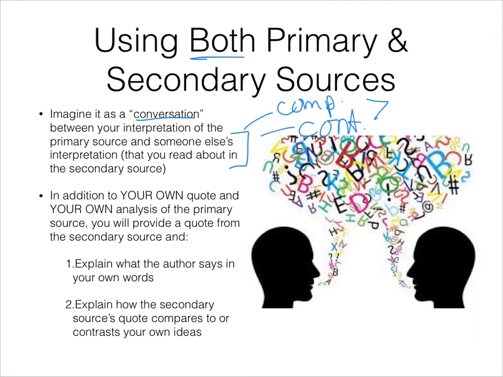Second bullet point: in addition to your own quote and your own analysis of that primary source, just like any other essay you've ever written, you're going to provide a quote from the secondary source, and here's what you're going to do for it. Explain what the author says in that quote in your own words, and then explain how that quote compares to or contrasts your own ideas. That could also be somewhere in the middle.